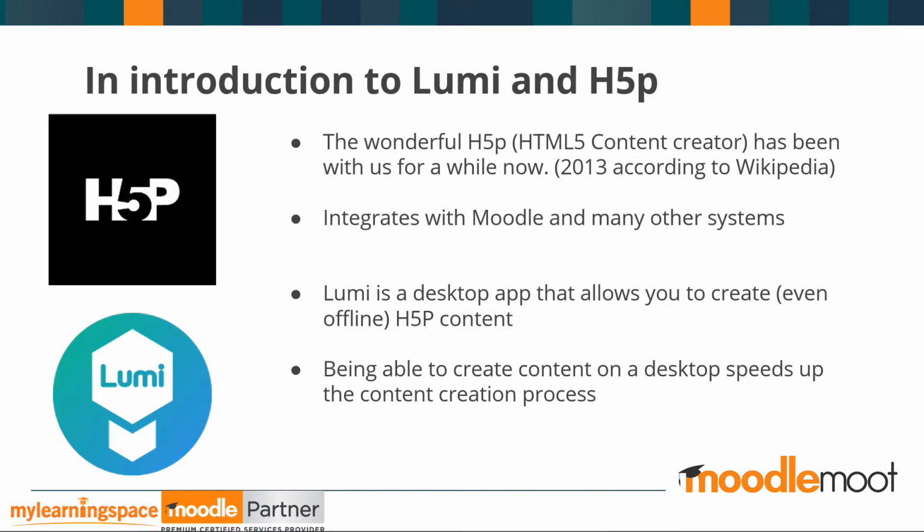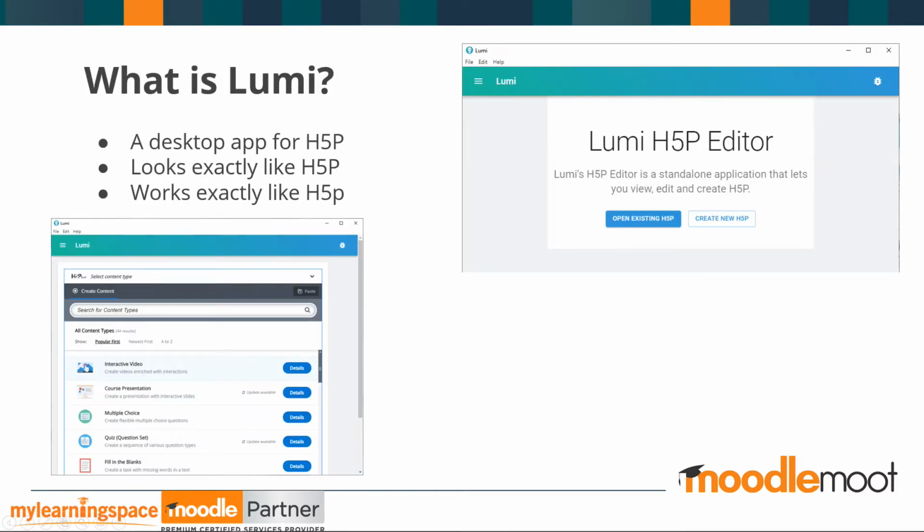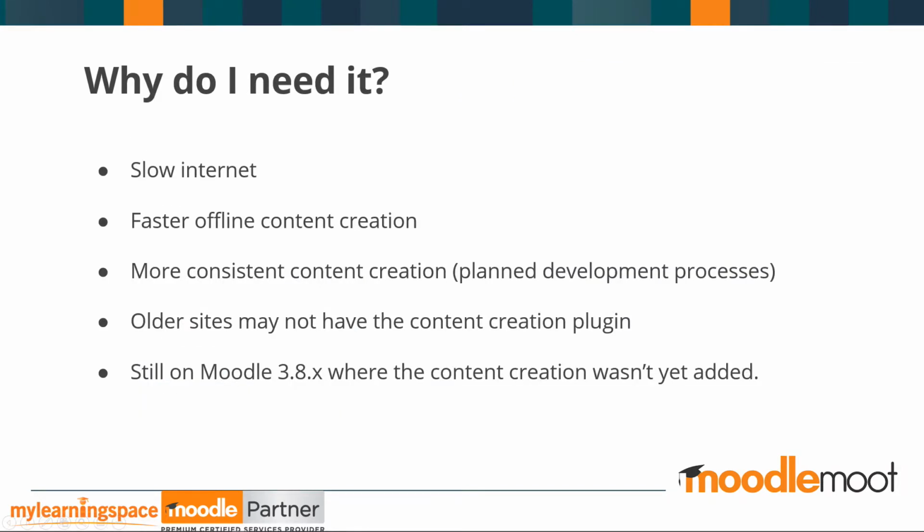Lumi, my app of today, is a desktop app that allows you to create even offline H5P content. And this is really cool because being able to create content on a desktop massively speeds up the content creation process. So, what is Lumi? It's a desktop app for H5P, looks exactly like H5P, works exactly like H5P. Nothing else to it really. So why would you need it?